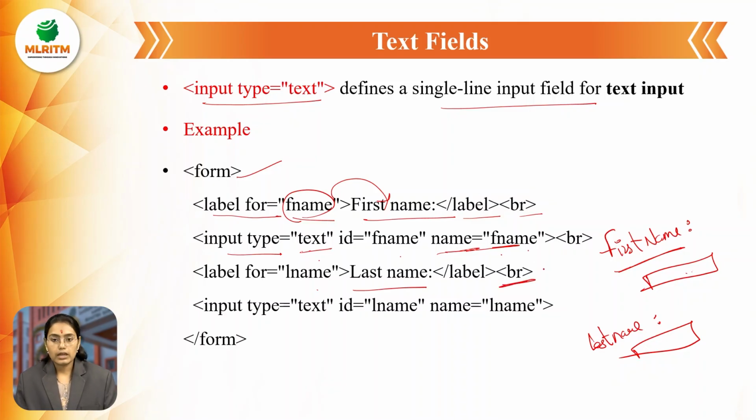What is a BR? BR is nothing but the break tag. The break tag is used to give the next space, nothing but the next line. If you want to go into the next line, we use this BR tag. Next, coming to input type equal to text, same as before, ID equal to last name and name equal to last name. Thus our output looks like this: first name equal to this and last name equal to this.